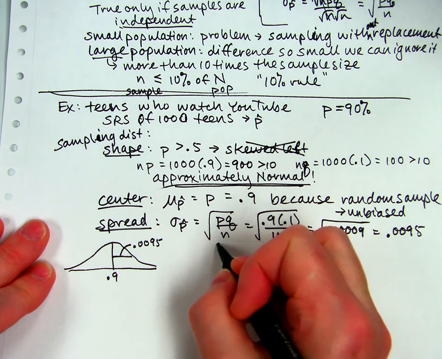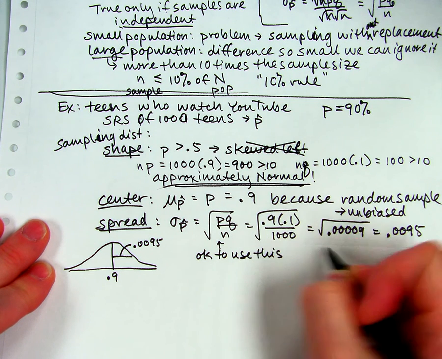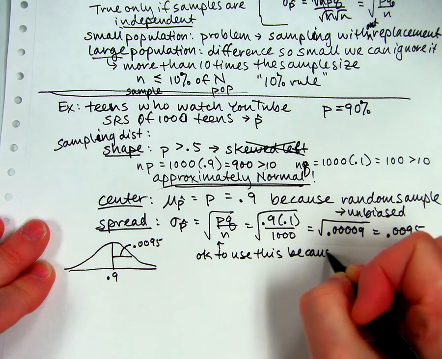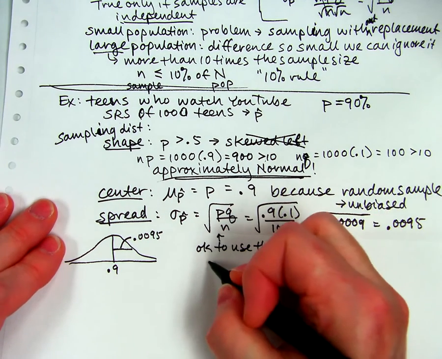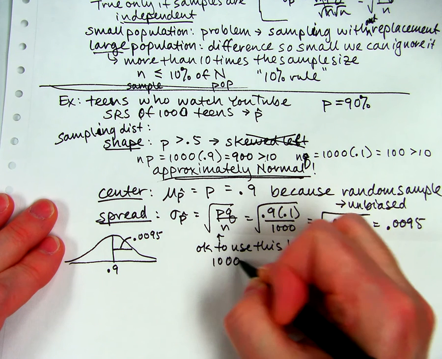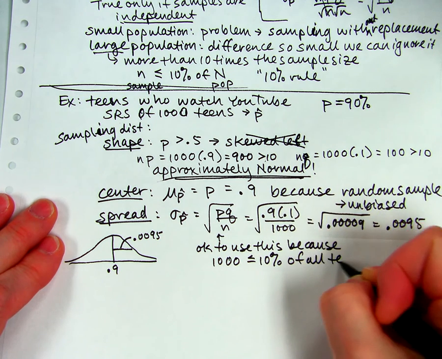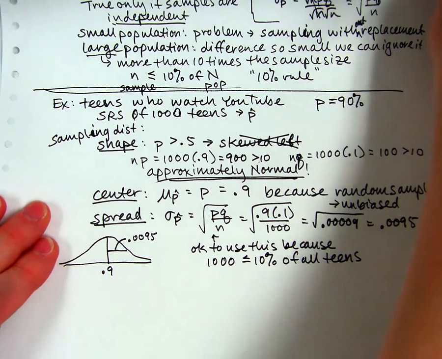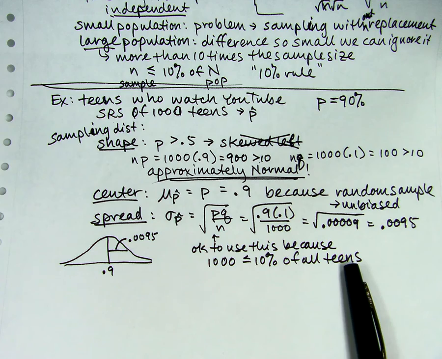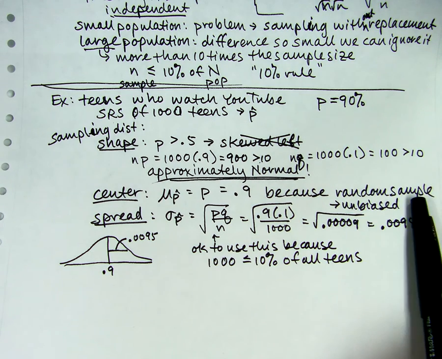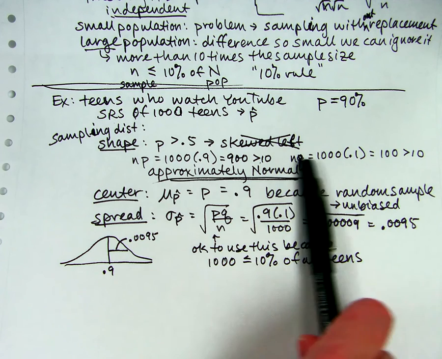And it's okay to use this formula because my population is so huge that 1,000 teens is just a drop in the bucket, right? Because 1,000 is definitely less than or equal to 10% of all teenagers. So I want you to always be thinking in the back of your mind about, is it okay to use this formula? And this is why it's okay to use this formula. This formula is true because we did a random sample. This is not skewed left, but approximately normal because these things are true.